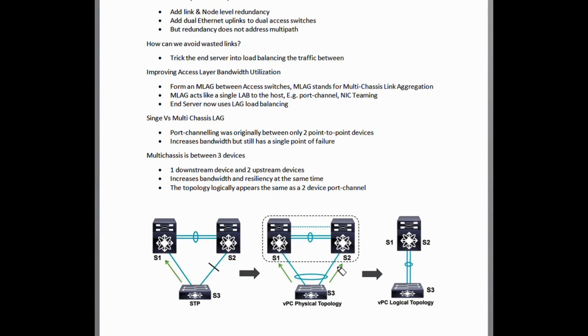So with multi-chassis link aggregation or MLAG, we now have the feature where we can spoof the end server into believing that the uplink switches are one device instead of two devices. Like we see on the screen, with STP, we had the problem of wasted links. But with VPC, the endpoint, which doesn't have to be a server, could be a physical server, firewall, load balancer, or any device at the service layer, can be spoofed into believing that these two physical boxes are one logical unit.